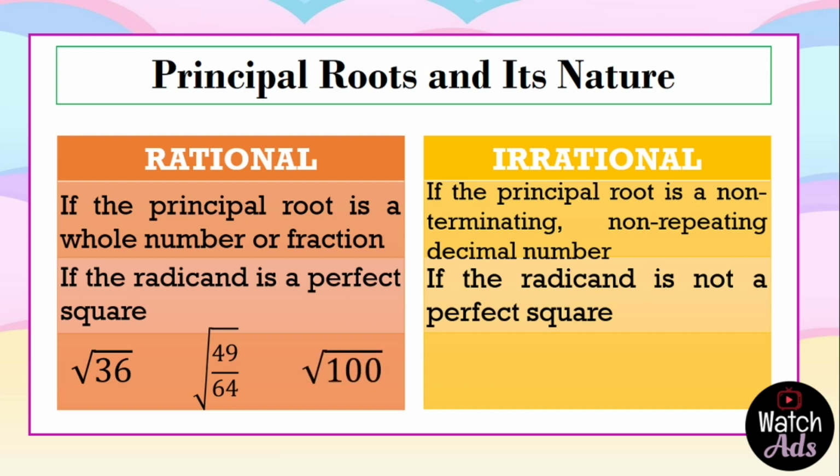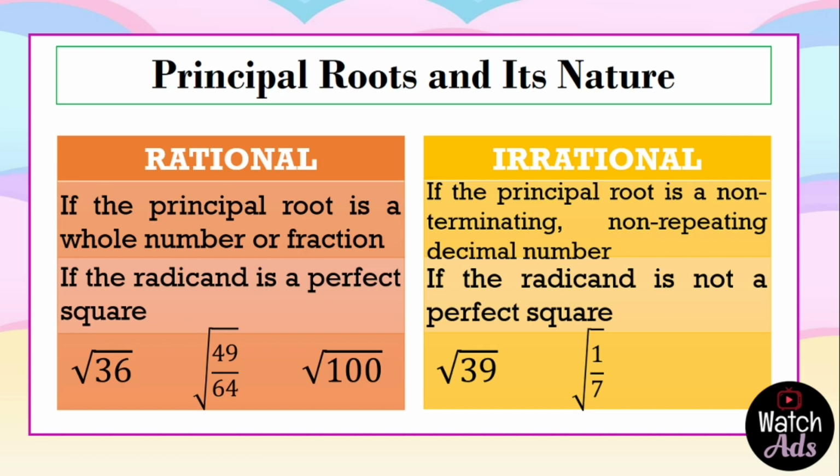And our final example is the square root of 100. Since 100 is a perfect square and its principal root is equal to 10, which is a whole number, therefore the square root of 100 is rational. Let's have examples for irrational numbers. The square root of 39. First, the radicand is not a perfect square, therefore it is irrational.